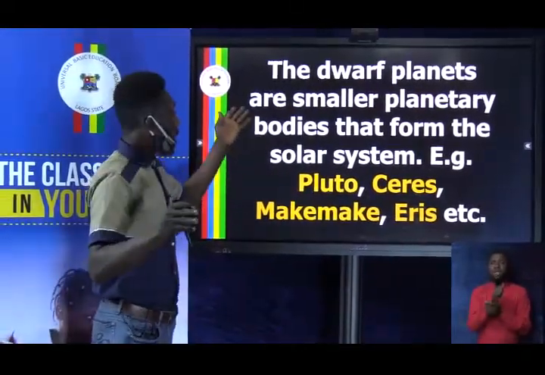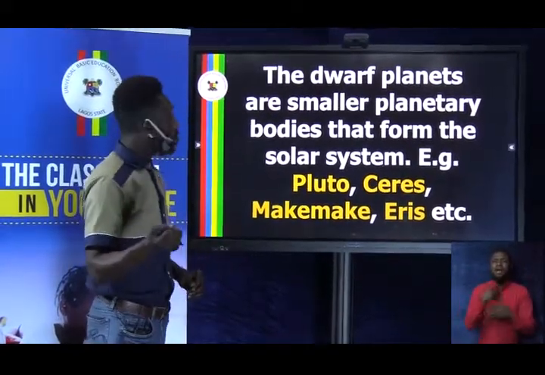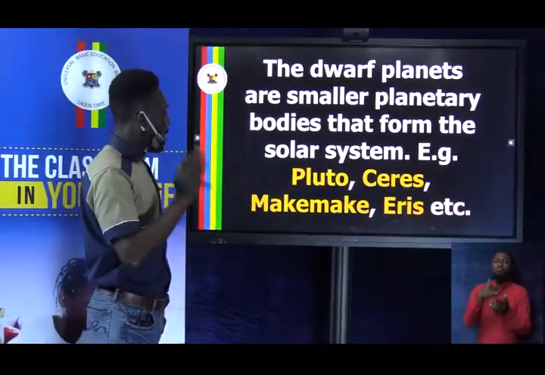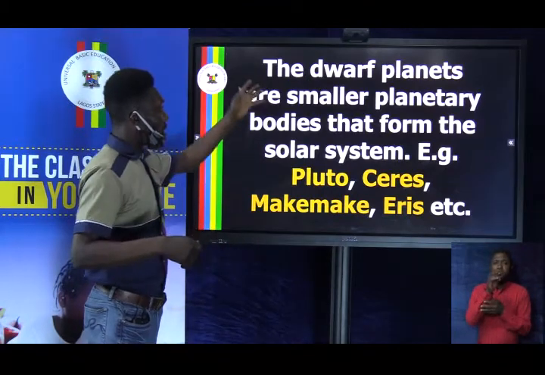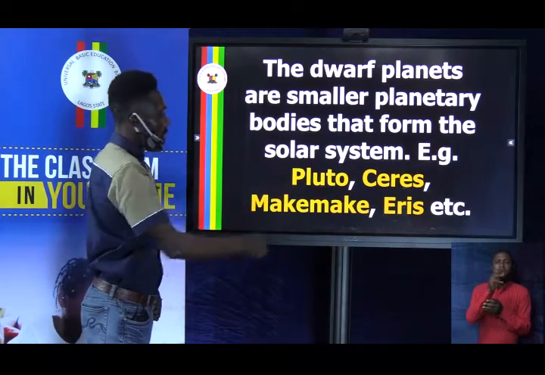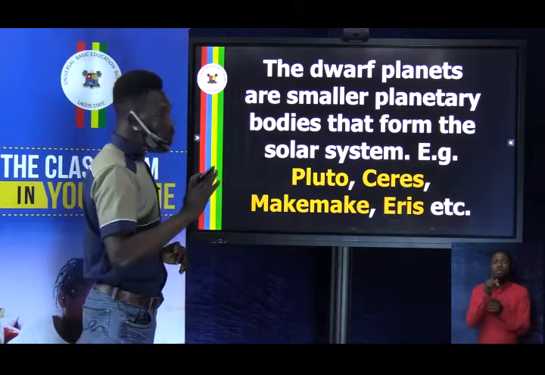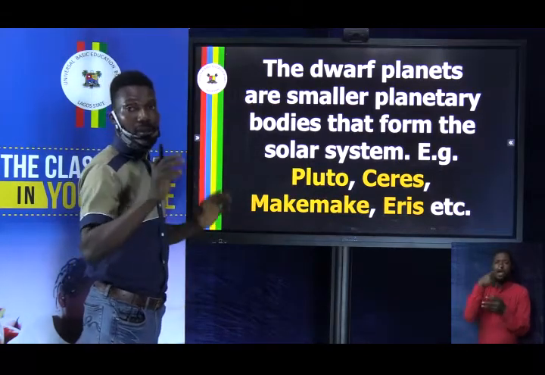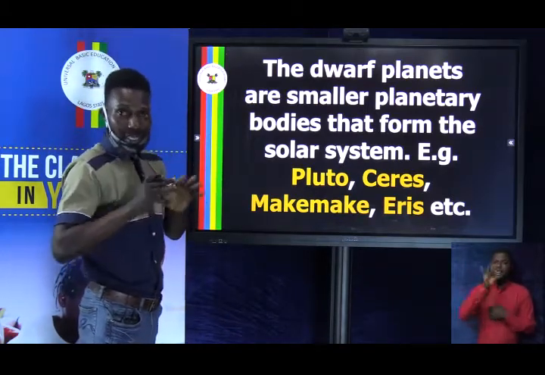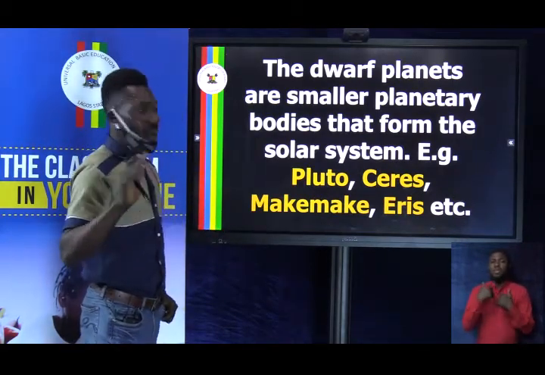Dwarf planets are smaller planetary bodies that form the solar system. So it's not among those big planets anymore. Examples of dwarf planets are Pluto, Ceres, Eris, and so on. So Pluto is no more among the 9 planets that we knew before. We have 8 planets now. To some people, Pluto has gone into extinction.